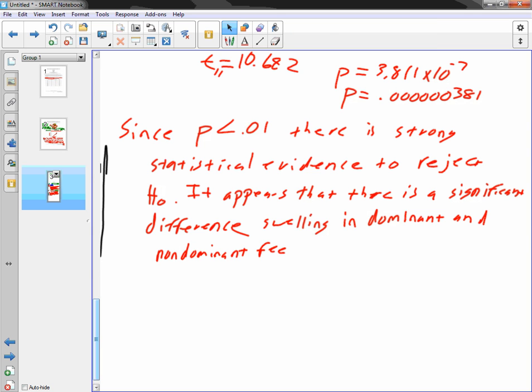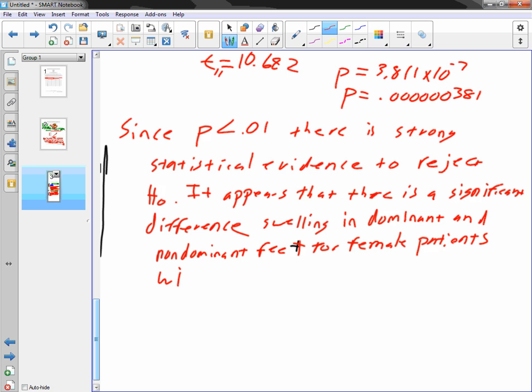for, I'm going to be specific with this, feet for female patients with, I want to make sure I actually say this correctly, it's called Morton's neuroma. Okay, and there's part C.